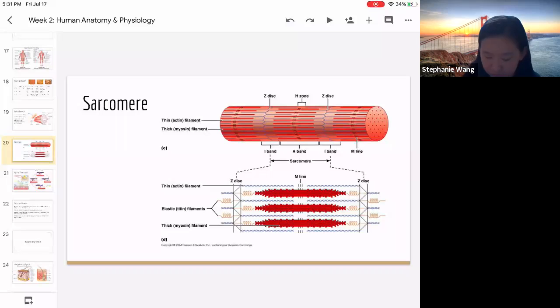But just wanted to show you guys that you have the M line, which is the middle of all the myosins. And just know that myosin is basically what causes movement. And whenever the little angle thing, the little bump on the myosin, attaches to the actin, that's called a cross bridge. And cross bridges are the fundamental reason behind movement.